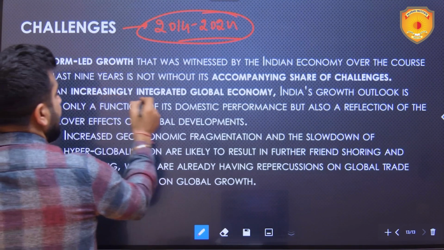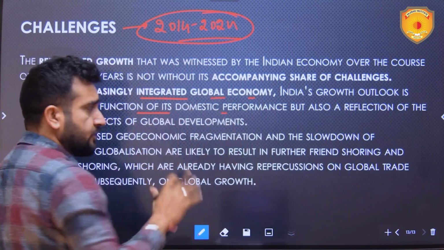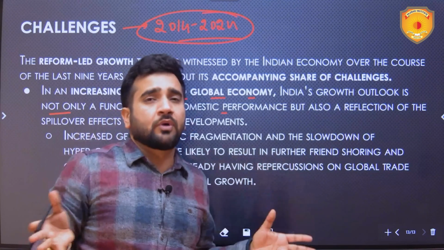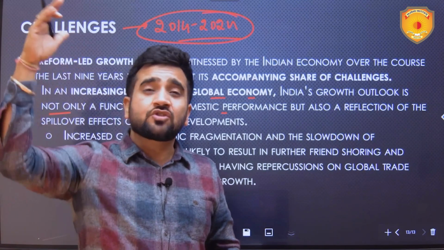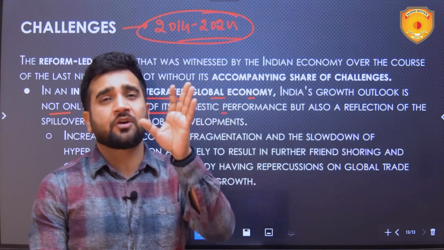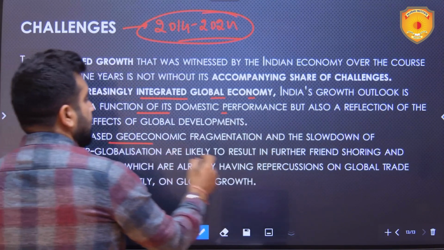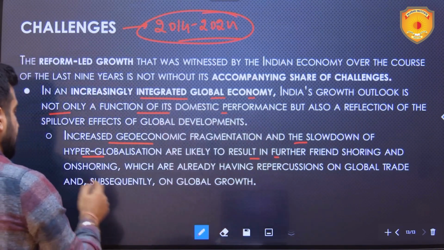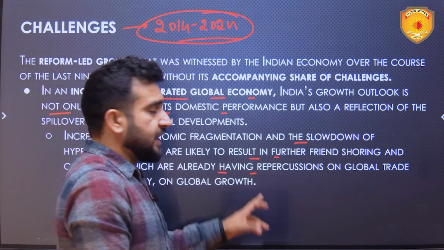Now, in an increasingly integrated global economy, India's growth outlook is not only a function of its domestic performance. Domestically, we may be performing brilliantly, but since we are not isolated, we are connected with the world. So anything happening anywhere can impact us. And the worst part is that it is not under our control. Geopolitical conflicts, geo-economic conflicts, climate change, all these things are there. So increased geo-economic fragmentation and the slowdown of the hyper-globalization are likely to result in further friendshoring and onshoring, which are already having repercussions on the global trade.